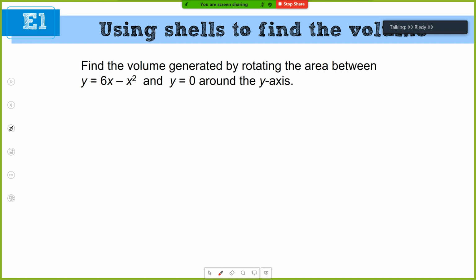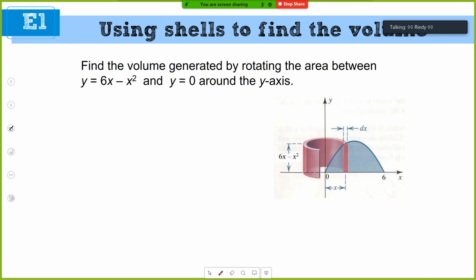Okay, so we got it? Yeah? All right, should look something like that. So the blue region is the stuff that we're talking about, and we're going to revolve that around the y-axis. So what I don't have is this guy here. And I'm going to do this as a shell.